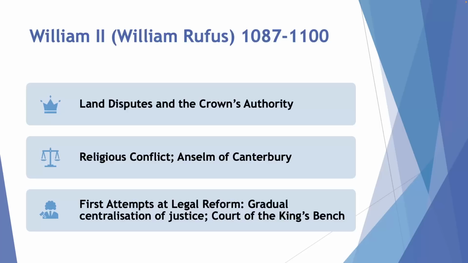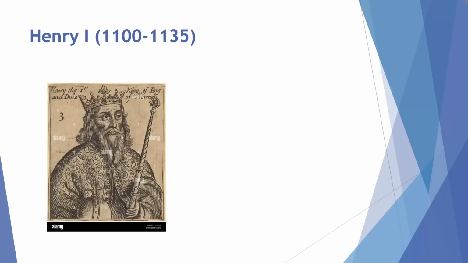For example, his ability to handle and assert control over land disputes, as I've mentioned, reinforced the centrality of monarchy in land law. And so his policies would lay the groundwork for the expansion of the royal judicial system in coming reigns. One such example of this is the eventual establishment of the Court of the King's Bench.